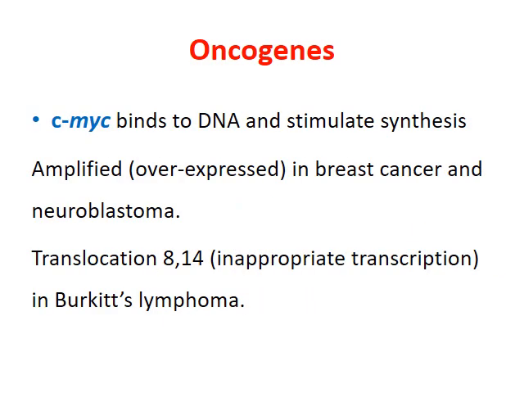We have different kinds of oncogenes. The most important example is C-myc, which is normally present as a proto-oncogene and plays an important role in DNA synthesis. In cancer, C-myc will be amplified or overexpressed, especially in breast carcinoma and neuroblastoma. They have also found that C-myc undergoes a translocation between chromosomes 8 and 14 in Burkitt's lymphoma. So this is the genetic lesion in Burkitt's lymphoma.